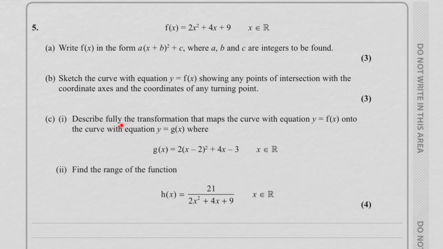C part 1. Describe fully the transformation that maps the curve with equation y = f(x) onto the curve with equation y = g(x), where g(x) is 2(x − 2)² + 4x − 3. C part 2, find the range of the function h(x) = 21 over 2x² + 4x + 9, for all real values of x.